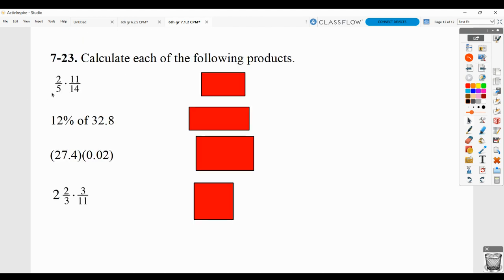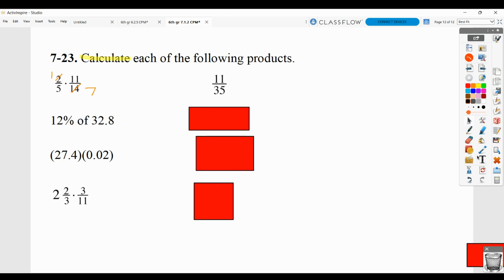Here, you can do some simplifying before you multiply, but somehow you have to show how you did the products. Now remember, even though it says calculate, that does not mean you can use a calculator. You still have to show your work. Calculate's just another way of saying simplify or find the answer. So in this one, I would probably simplify my 2 and 14 first, and then I would have 11 over 35, which cannot be simplified any further.